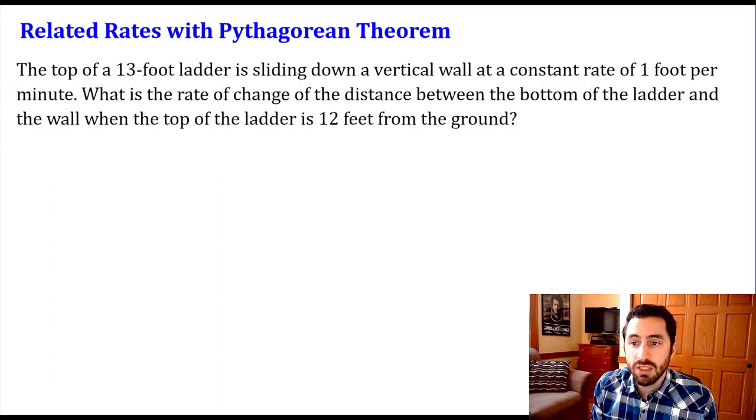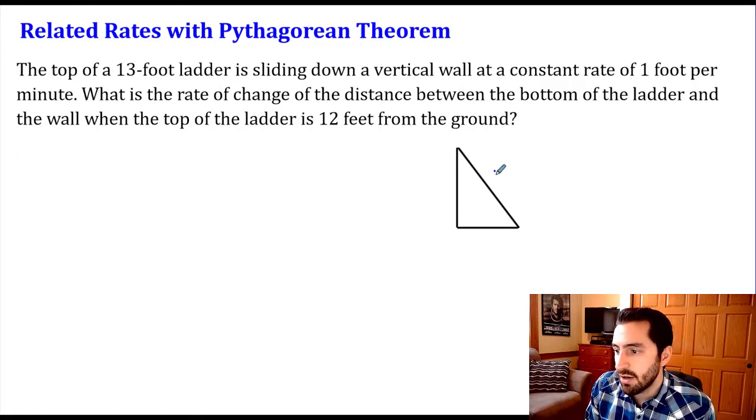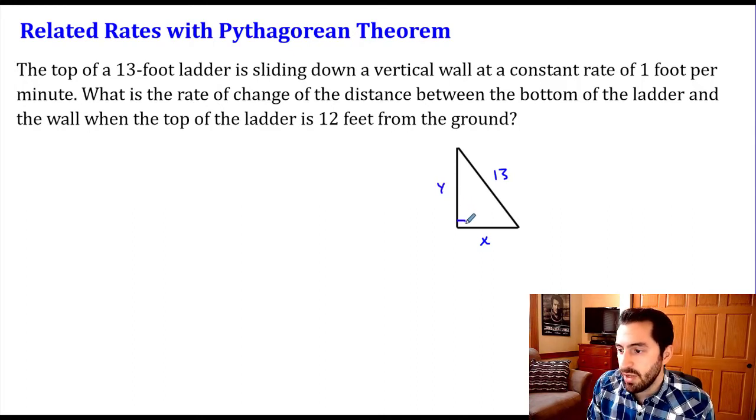So to start, let's just draw a diagram and we can think about what we know in this problem. So we have a wall and the ladder is leaning up against this wall. So this can be represented with a right triangle. I know that the ladder is 13 feet long, and then my two sides here, I'm going to label this as X and Y. X here because that's horizontal, and I'm going to label that one as Y because it's vertical. And we have a right triangle.